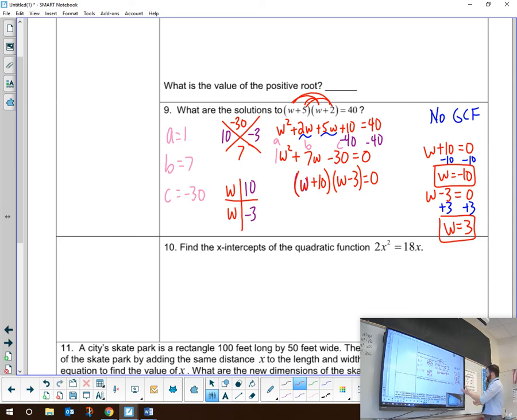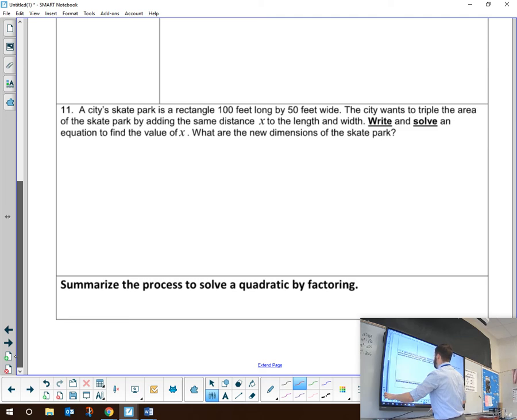Okay? So, here are my answers. W equals negative 10 and W equals 3. It really is as simple as that. We're just factoring and then flipping it around to see what my answers are. Okay. Last one here. Number 11.